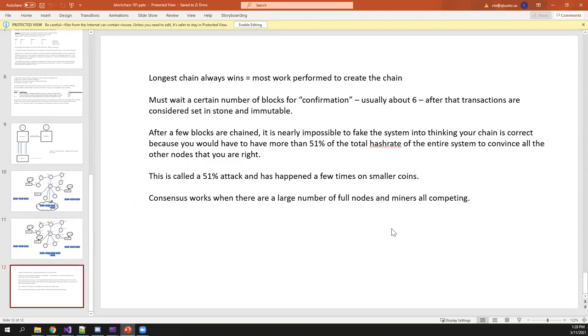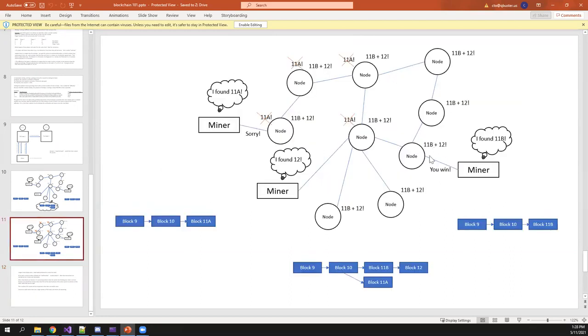Nobody's going to be able to go back and redo all of that work, because you would need to have so many computers. Right? Imagine this, there's 7 computers here. I would need to have 8 computers to overpower this network and say, my chain is right, I'm going to take over. That's called a 51% attack.